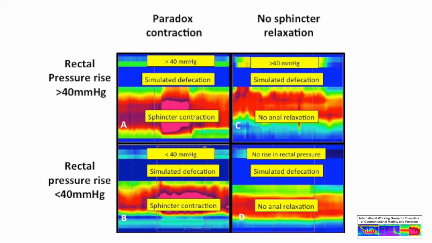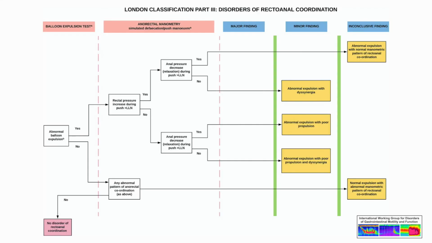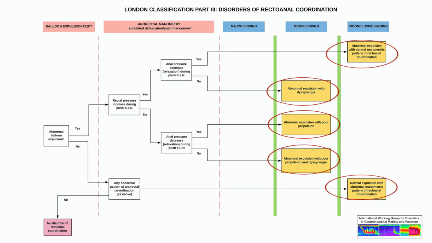Poor coordination between the rectum and anal sphincters is called dyssynergia, and this has previously been broken down into 4 types. While this remains useful, the latest classification recommends we call these conditions: 1. Abnormal expulsion with normal manometric pattern of rectal coordination. 2. Abnormal expulsion with dyssynergia. 3. Abnormal expulsion with poor propulsion. 4. Abnormal expulsion with poor propulsion and dyssynergia. 5. Normal expulsion with abnormal manometric pattern of rectal coordination.